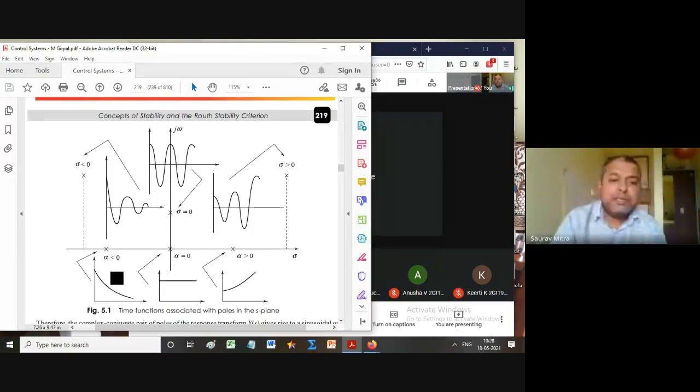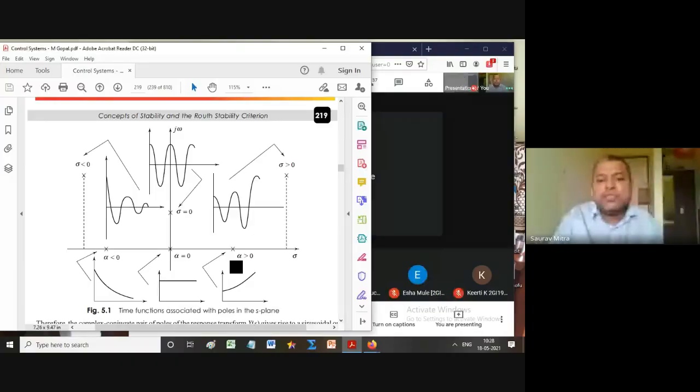And we know that for impulse response, y(t) is equal to g(t). g(t) is nothing but the transfer function of the system. So y(t) is equal to g(t). If g(t) is converging, it means g(t) is a stable transfer function. That is where we have to end our discussion.